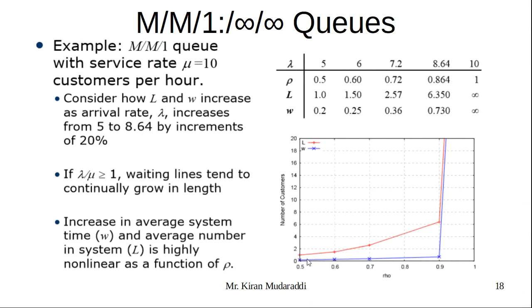Number of customers. This red color stands for long time average time spent in the system. Here W stands for long time average time spent in the queue. If you try to find out these values and put them in a graph, this is the problem associated with M/M/1.